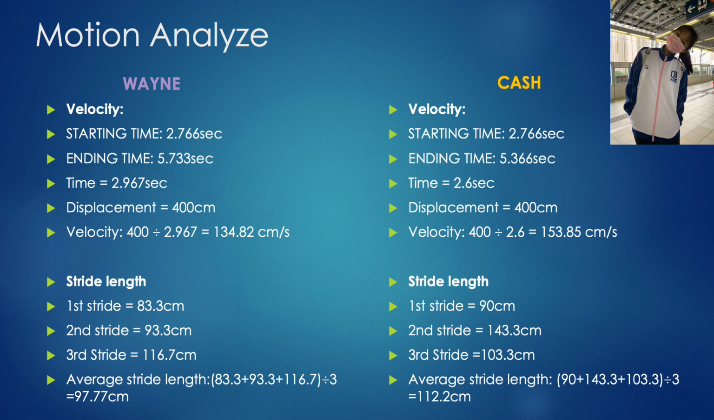cm per second. Here we can see that the first stride length of Cash is 90 cm, the second is 143.3 cm, and the third is 103.3 cm. Finally, the average stride length is 112.2 cm. And here is all the data we collected from the video and the calculation steps.